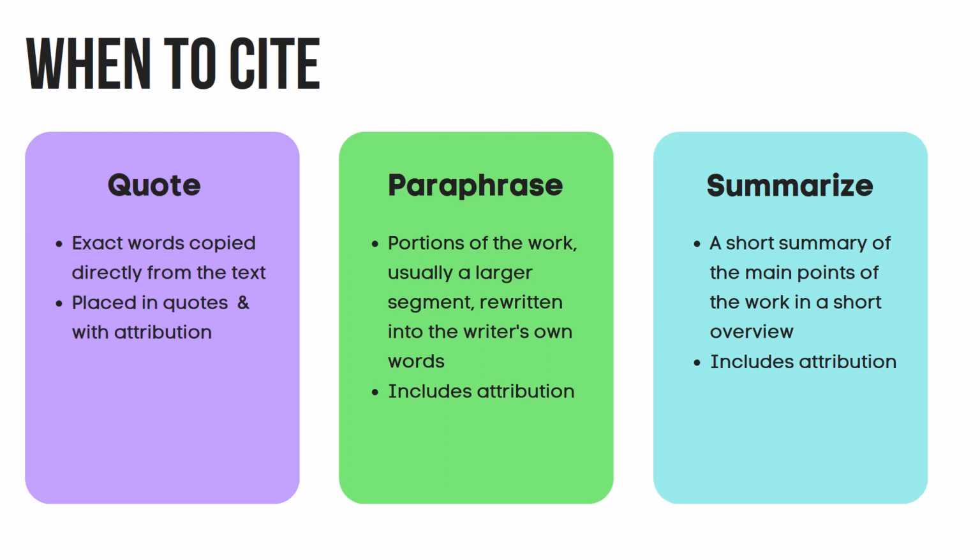And finally, summarizing is the third time you'll need to cite. The summary is usually a really short description of a text or a source. This is similar to a literature review where there's just a little bit of information about each source that's looked at. And in this case, your attribution would probably just be the author name and not a page number because it's taking a look at the whole source. So remember, the three times you'll need to cite are quoting, paraphrasing, and summarizing.